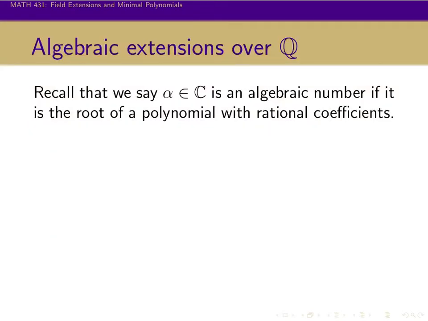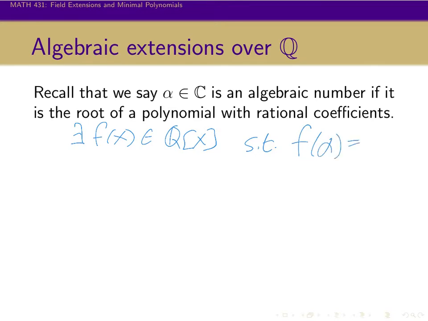Okay, so in particular this semester, we're mainly going to be interested in looking at what are called algebraic extensions over Q. So what is an algebraic extension? Let's recall that if we have a complex number alpha, we say that it is algebraic if it is the root of a polynomial with rational coefficients. So really there exists some f of x with rational coefficients such that f of alpha equals 0. Okay, so those are the algebraic numbers.